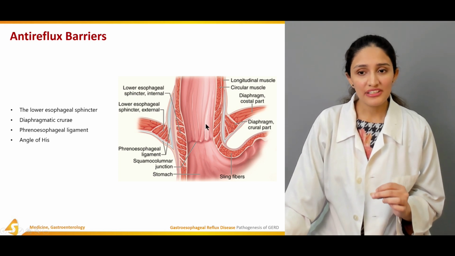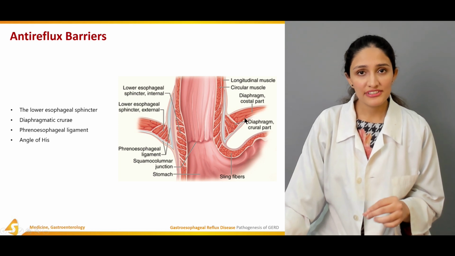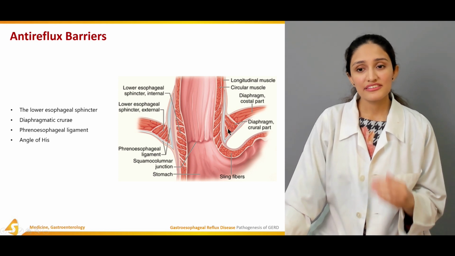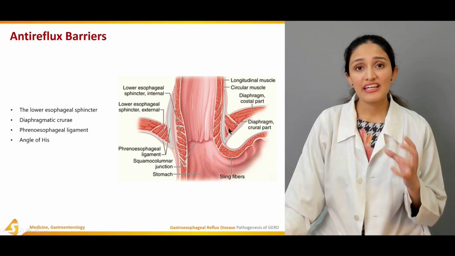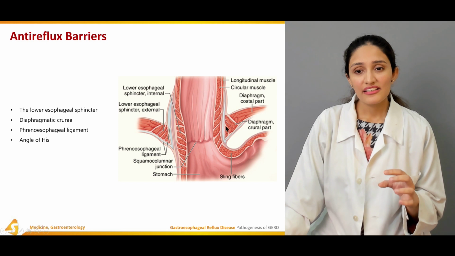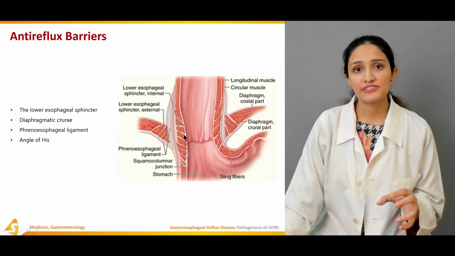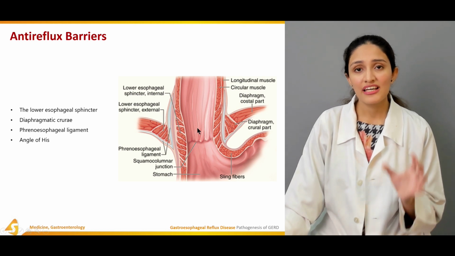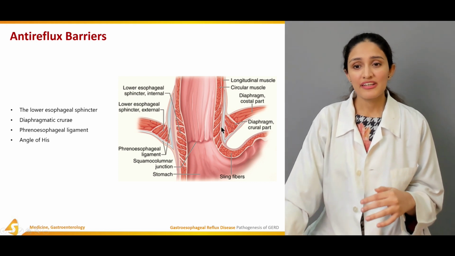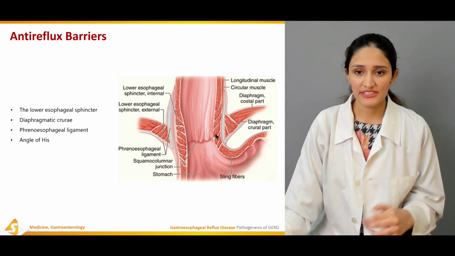The diaphragmatic crura is part of the diaphragm. This is the costal part of the diaphragm, which faces the ribs, and this is the crural part of the diaphragm. The crural part helps in preventing reflux by providing an extrinsic pressure to the internal lower esophageal sphincter. The pressure of the diaphragmatic crura is also 5 to 10 millimeters of mercury. The diaphragmatic crura derives from the dorsal mesentery of the esophagus.